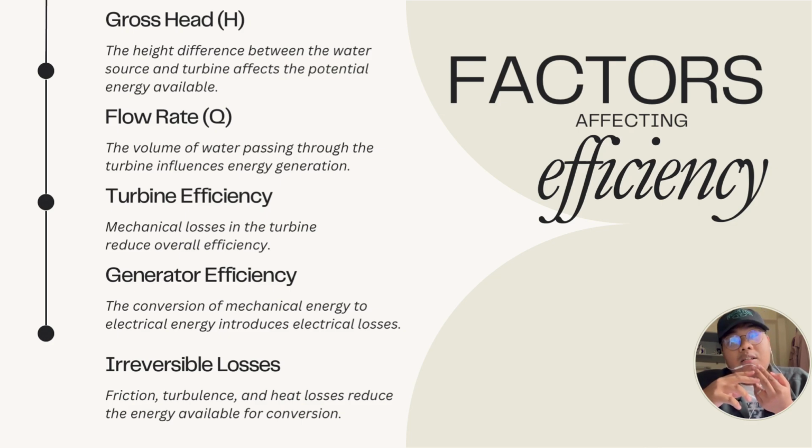The next one is the generator efficiency, where we see the conversion of the mechanical energy into electrical energy, which will introduce electrical losses. And the last but not least is the irreversible losses. These are friction, turbulence and heat losses that reduce the energy available for conversion.